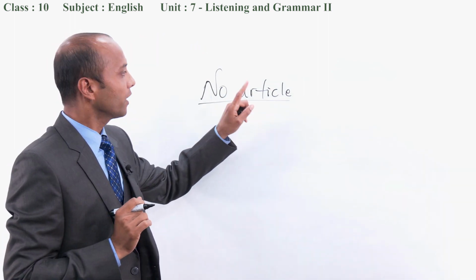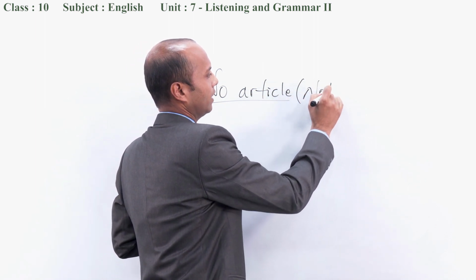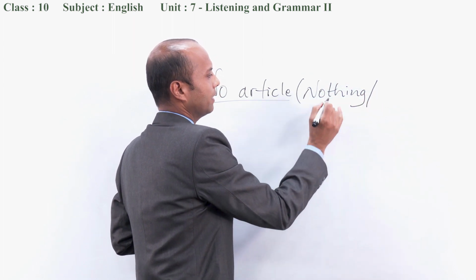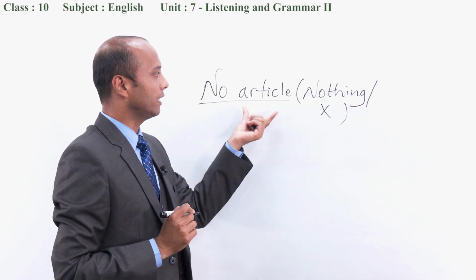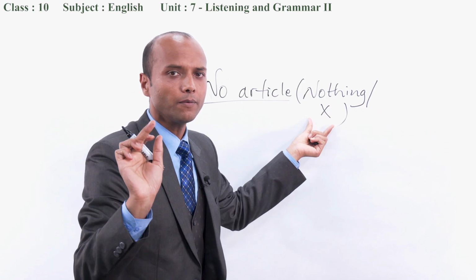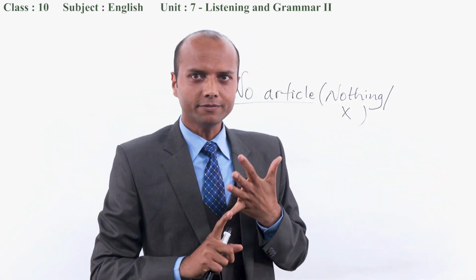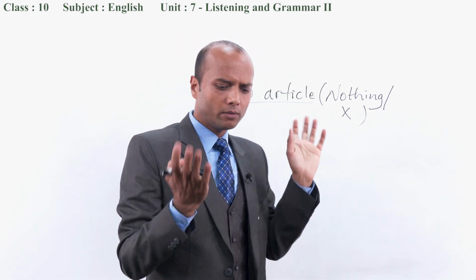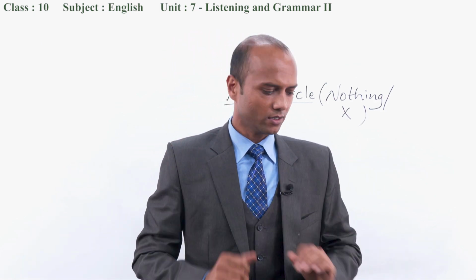No article. Here, sometimes you might be asked to write nothing, or sometimes you might be asked to put a cross mark as well. Got it? So when you don't need any article, either you have to write nothing or put a cross mark according to the instruction given to you. Did you get my idea? So indefinite, definite, and sometimes no article as well. So we'll be discussing these three, let's say, contents in today's class.